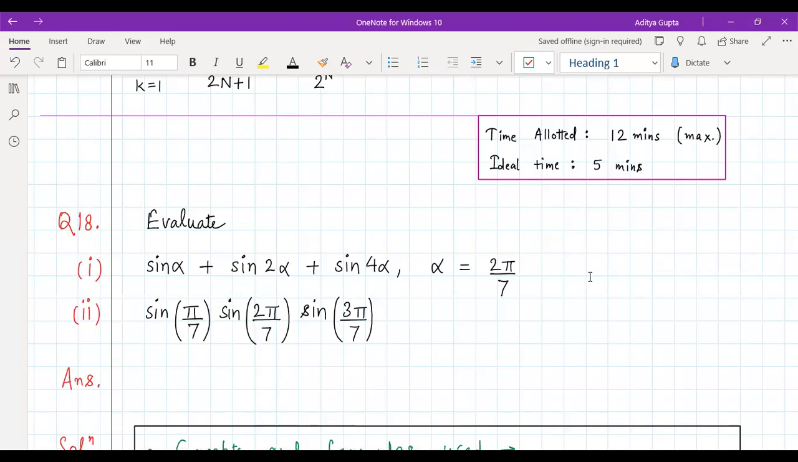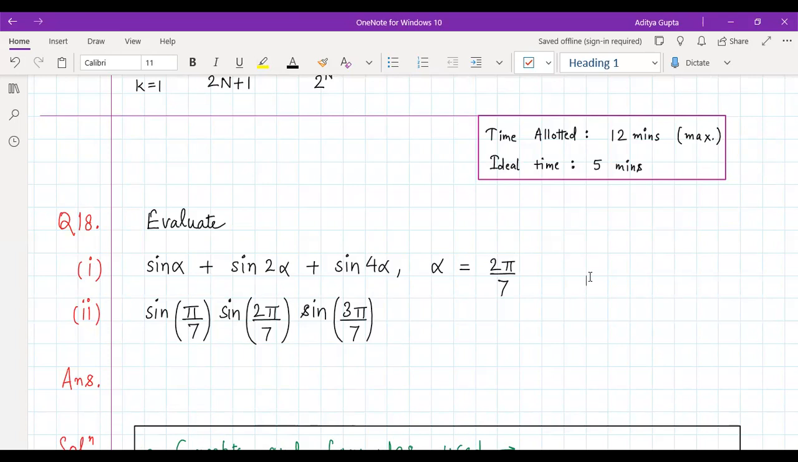And today we are back with another very amazing question from the chapter of trigonometry. The question is asking us to evaluate the value of sine alpha plus sine 2 alpha plus sine 4 alpha, where alpha is equal to 2 pi by 7. And the second part of the question asks us to evaluate the value of sine pi by 7, sine 2 pi by 7, sine 3 pi by 7.